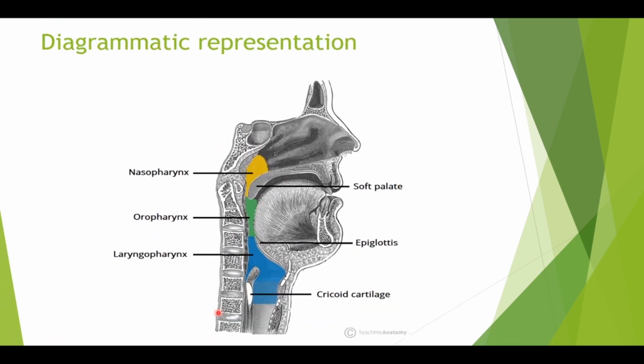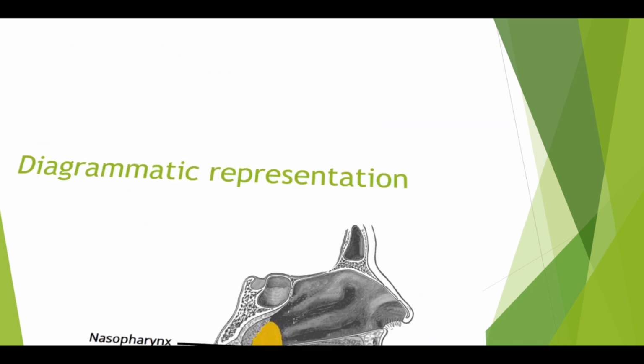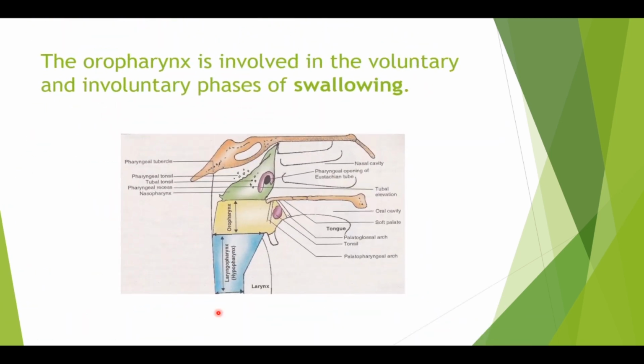Now we can see here in the diagram that oropharynx is the part marked in green. Again here, this is a line diagram to make you all easy to understand how to draw that particular diagram. So oropharynx is involved in the voluntary and involuntary phases of swallowing, and the part marked in yellow is the oropharynx. Here there is palatoglossal and the palatopharyngeal arch along with the tonsil.